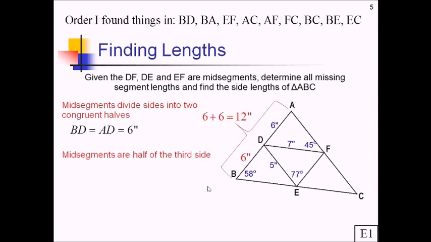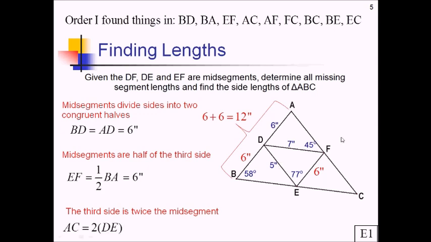Now we also know that midsegments are half of the third side. So that means that segment EF is going to be half of AB, which is the side that's across from it. So that means it's going to be half of 12, or 6. And then we also know that the third side is twice the midsegment. So that means that AC over here is going to be twice as long as its midsegment third side here, DE. So AC is going to be 10.